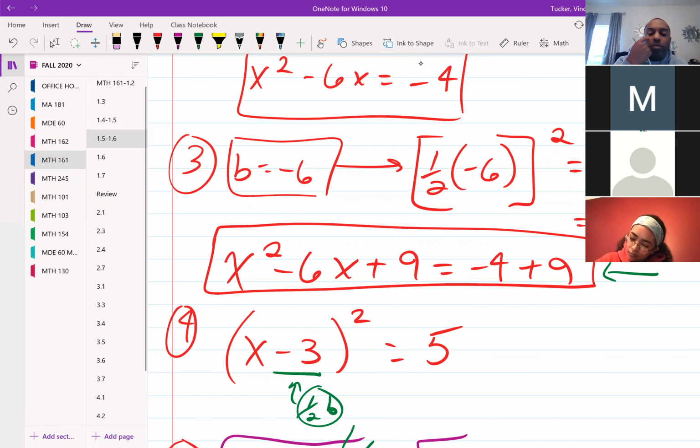If you ever have trouble with your factoring, then in the next one you'll see we will even be dealing with fractions. Whatever half of your b term was or is, that's what will go in the factorization with your x. All right, and then of course negative 4 plus 9 is 5.